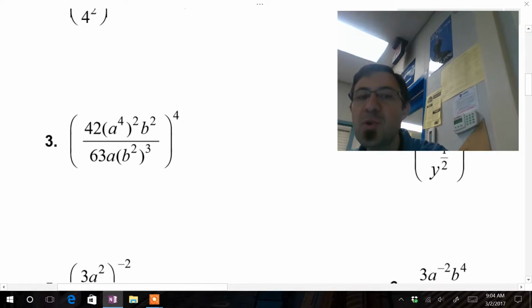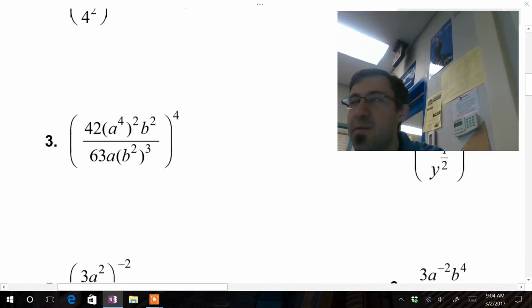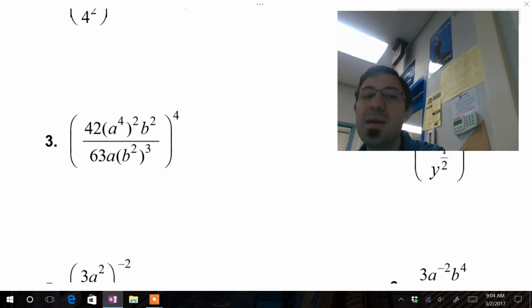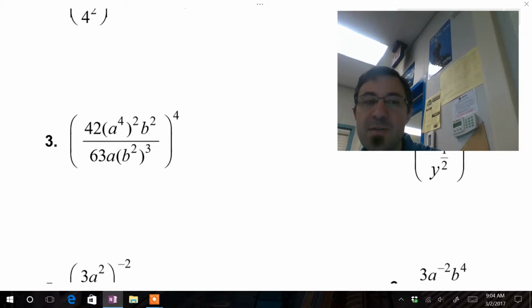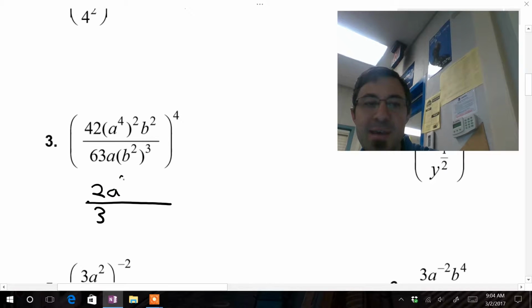Number 3, you could do 42 to the fourth and 63 to the fourth, as well as multiplying everything else to the exponent of 4. Don't do that. Okay, simplify it first on the inside. 42 over 63 is what? So I'm going to put 2/3 there. I have a to the 8th, because that's a to the 4th squared. I have 2 sets of 4. And I have b squared. And then down on the bottom, I have a and b to the 6th.